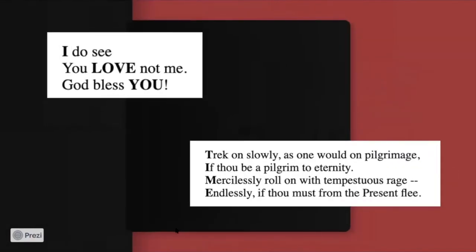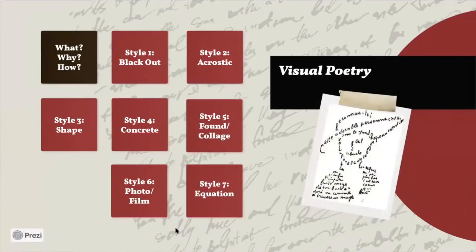Notice this "I love you" poem in the top left-hand corner actually uses "I love you" to create the title or the message of the poem, but then when you read the poem, it says, "I do see you love not me, God bless you." So it's about how somebody loves someone, but they don't love them back. So whether you decide to put your acrostic down the left-hand side of the page, maybe down the right hand, down the middle, or use a phrase or a name or a word like time, you can create a really beautiful visual poem using acrostic.